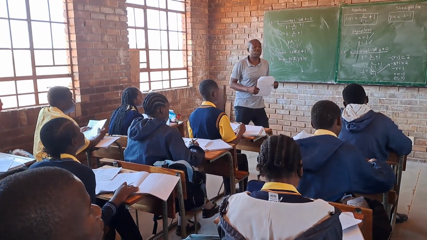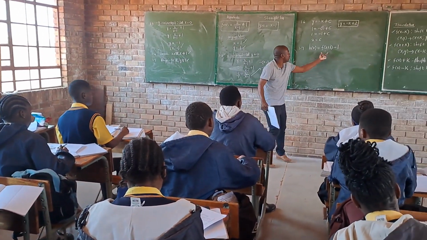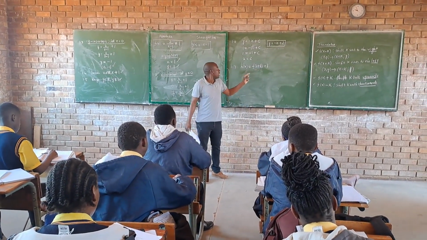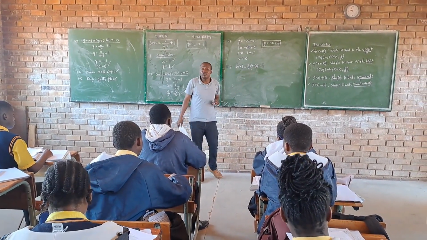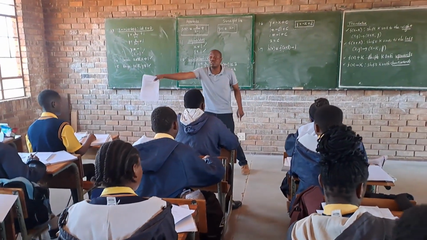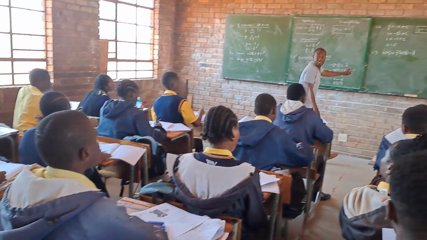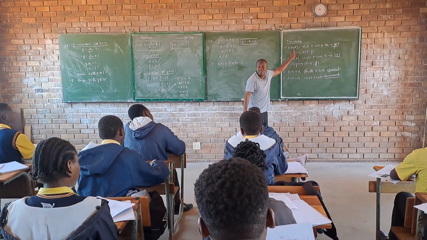Shifted 3 units to the right. She's saying the graph will shift 3 units to the right. Is that true? Remember, we have x plus 3. So is the graph going to shift 3 units to the right? Is that true? No. Remember, if it's to the right, the function should have a what?